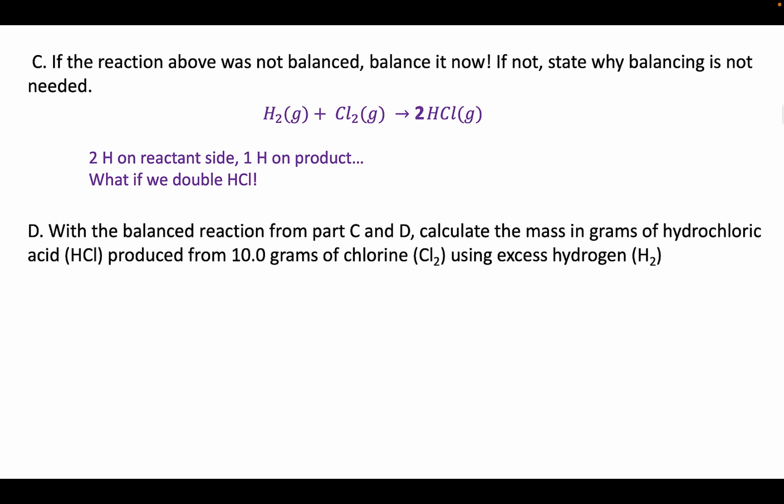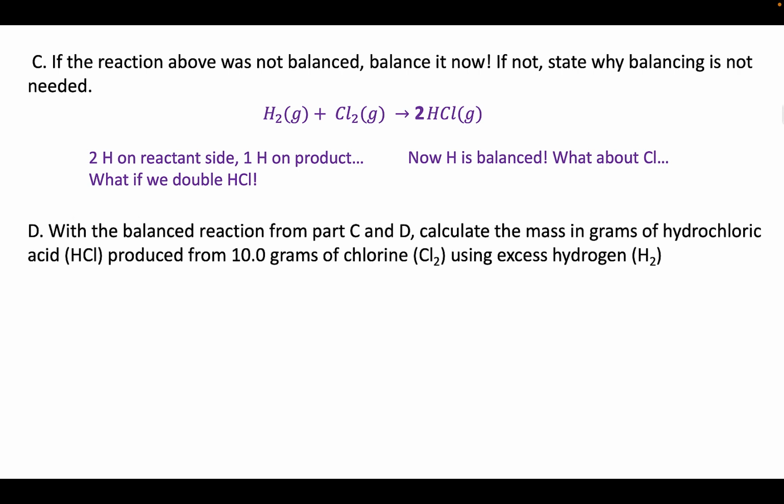Let's stick a 2 in the balanced chemical reaction, or our working reaction that we hope is going to get towards balanced, and let's see what we get. Now, hydrogen is balanced. We have 2 on the reactant side, and because we have 2 copies of HCl, each of which has a single hydrogen, now the hydrogen is balanced too.